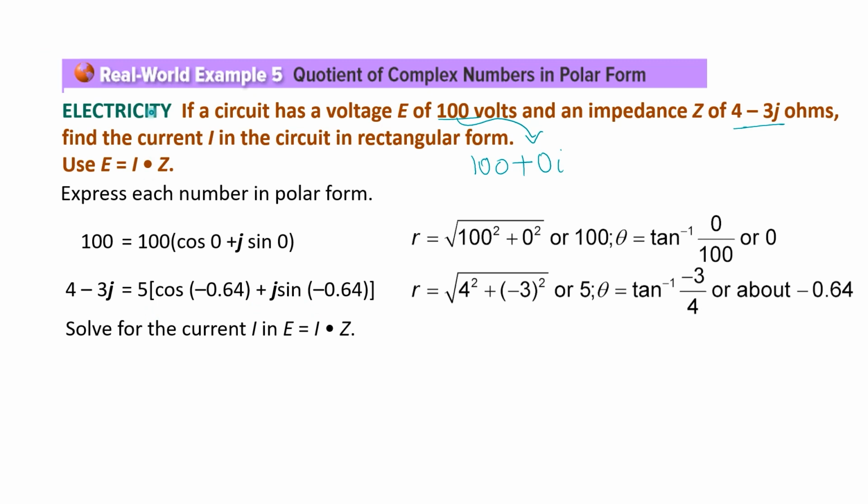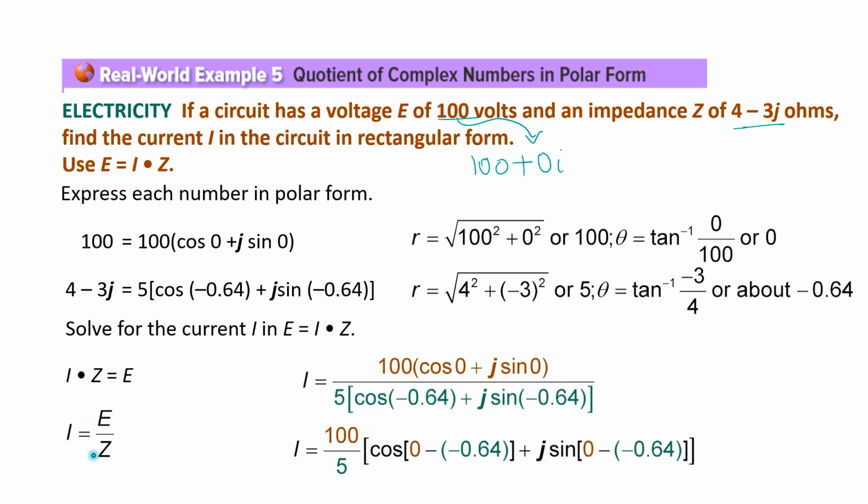Next, we want to find the current I. So we rearrange the terms of this equation to find I. Next, we substitute for E and Z. So E is 100 (cos 0 plus j sin 0) and Z is 5 (cos negative 0.64 plus j sin negative 0.64).